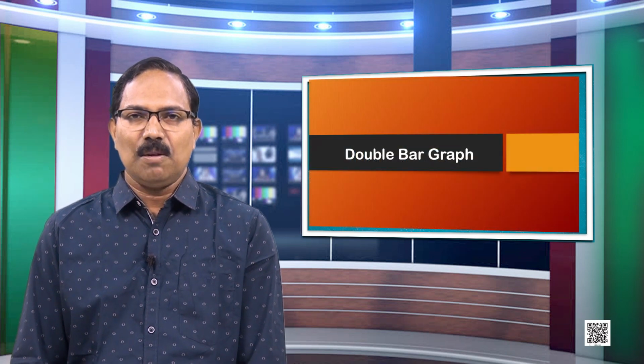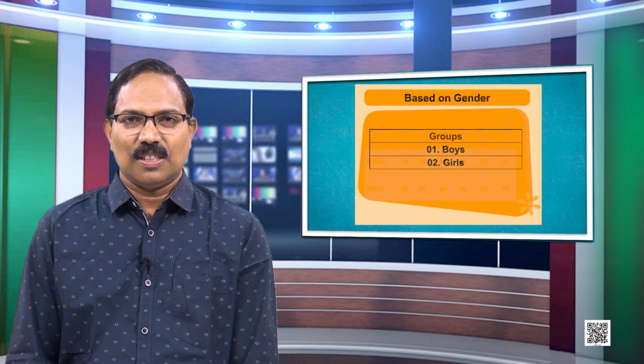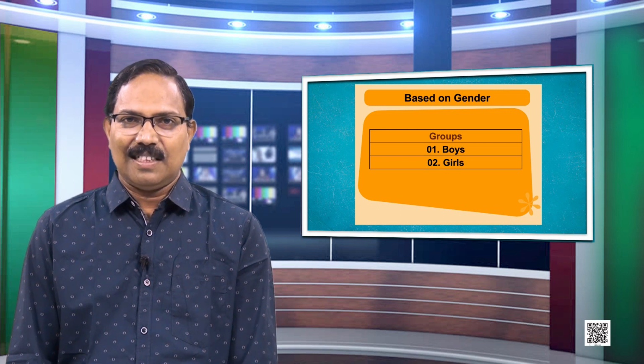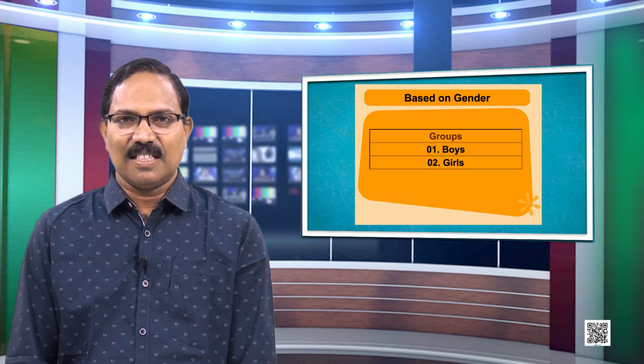Have you gone through the data carefully? Okay. What type of graph you will be making for this particular data? Yes, a double bar graph. Why do you choose to draw a double bar graph for this particular data? Here the students of 8th class has been divided into 2 groups, such as 1 boys and 2 girls. There are occasions like this.